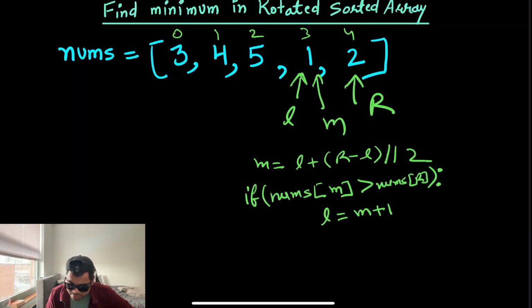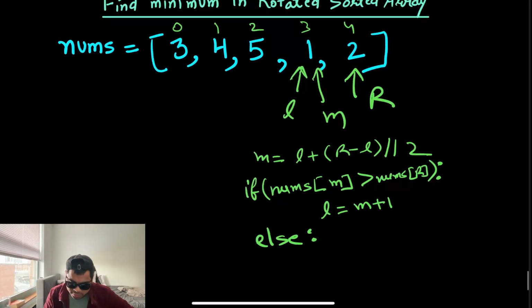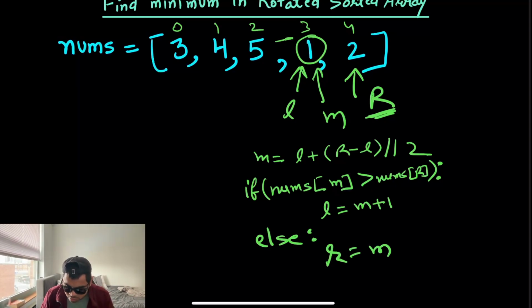Is this mid greater than my right pointer? It's not, so there will be an else case here. What do we do in the else case? We would move our right pointer to mid minus 1, but we shouldn't, because this could be a potential answer. There might be a case where there is no element before it, and this could be the smallest, so I'll keep it as r equals mid so that I don't miss this element. So now what do we do?